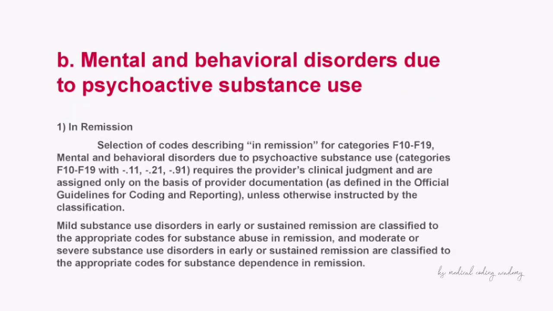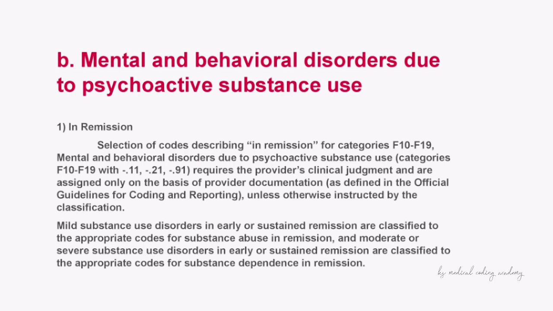B. Mental and behavioral disorders due to psychoactive substance use. 1. In remission. Selection of codes describing "in remission" for categories F10-F19, mental and behavioral disorders due to psychoactive substance use, categories F10-F19 with -.11, -.21, -.91, requires the provider's clinical judgment and are assigned only on the basis of provider documentation, as defined in the official guidelines for coding and reporting, unless otherwise instructed by the classification.